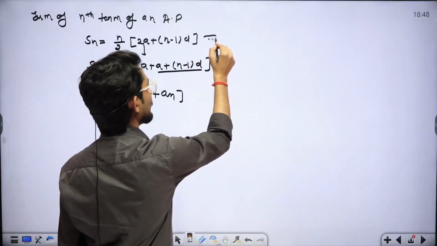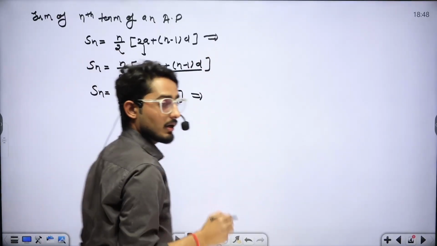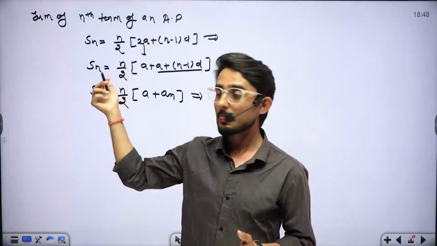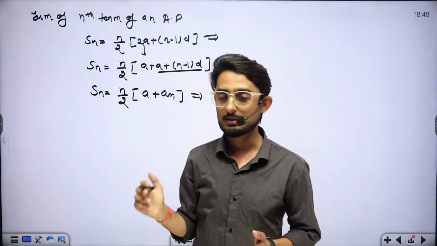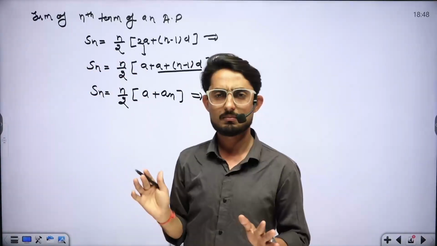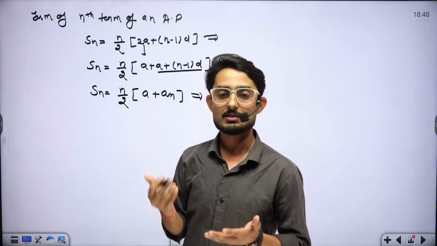When will you use this formula and when will you use the other formula? If in a given AP you have the first term a and common difference d, then you can use the first formula. And if you have the last term given directly, then you can use this formula and find the sum of an AP.